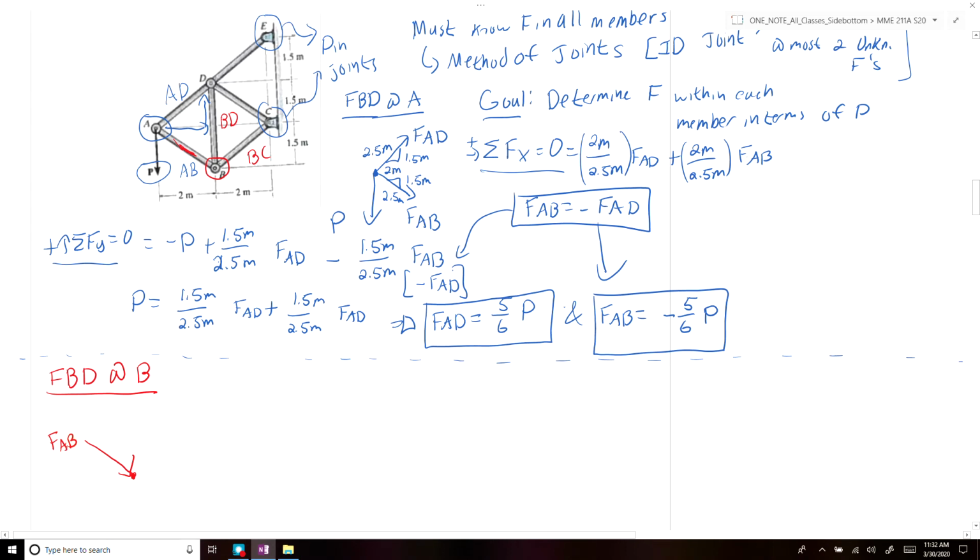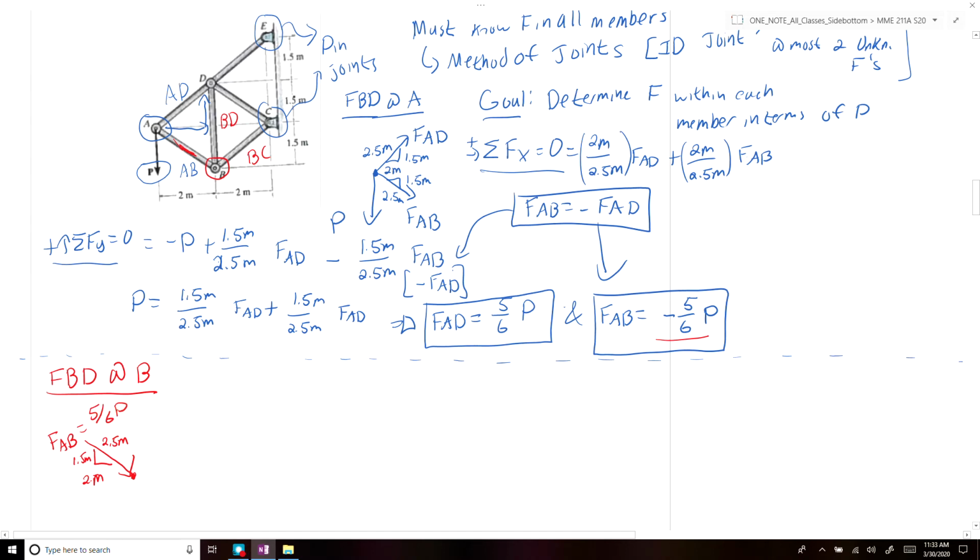All right, force AB is going to be in compression, going into the joint, because it's negative. We found out it was negative earlier, so it'll be 1.5 meters in the y direction, 2.2 meters in the x direction, and its length is 2.5 meters, and we know that the magnitude is going to be equal to 5/6 P.